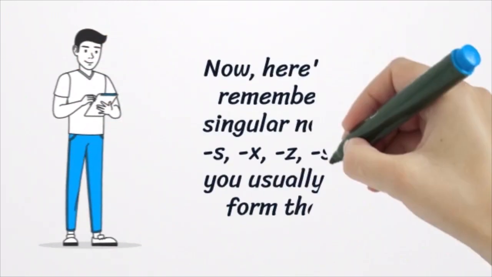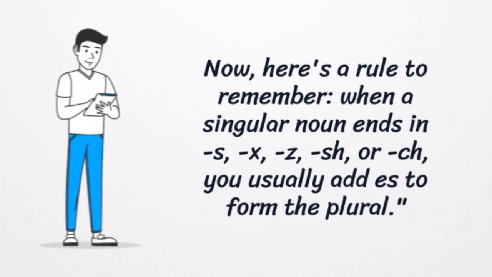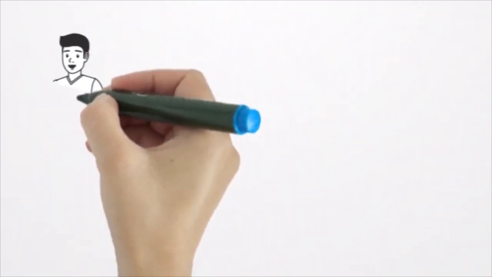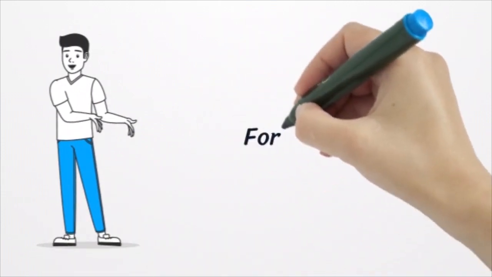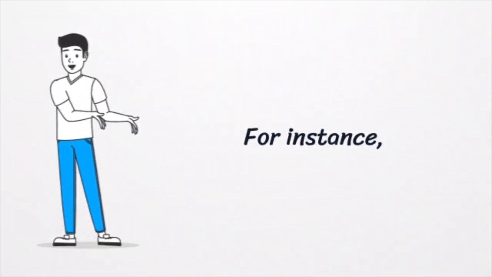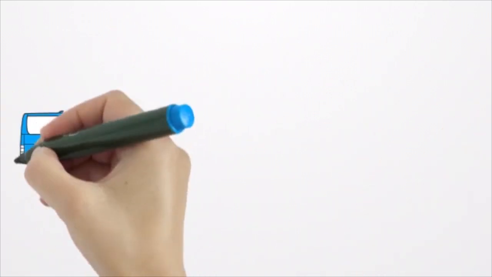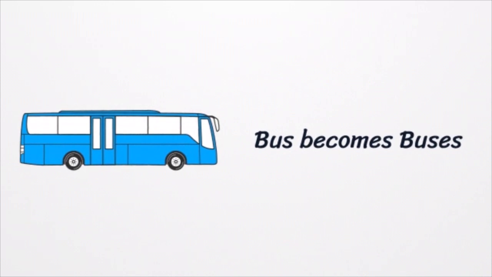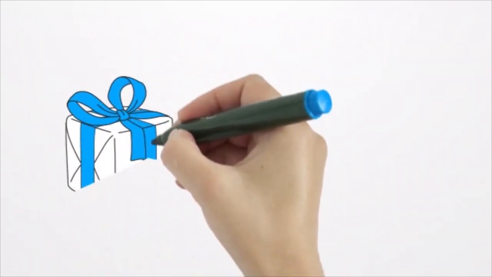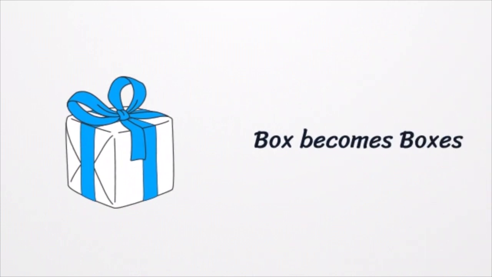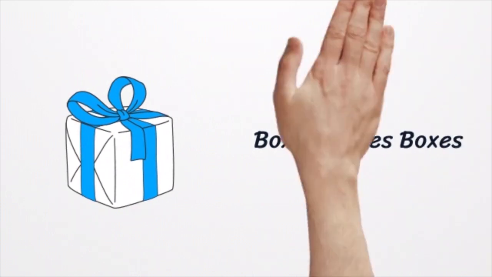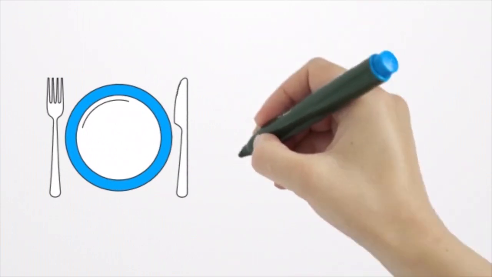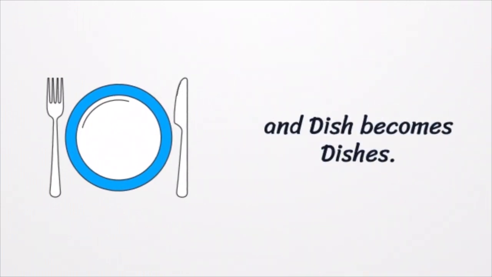Now, here's a rule to remember. When a singular noun ends in s, x, z, sh, or ch, you usually add es to form the plural. For instance, bus becomes buses. Box becomes boxes. And dish becomes dishes.